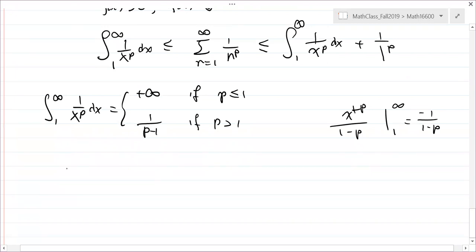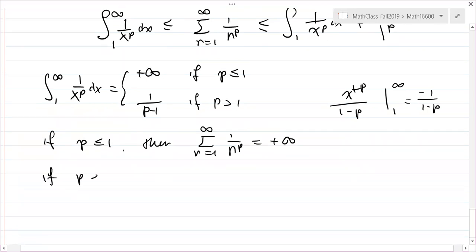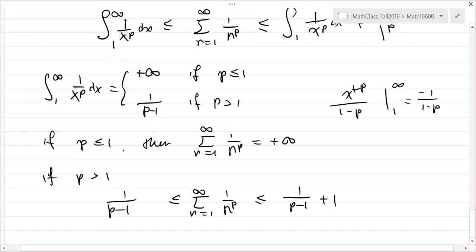So we conclude that if p is less than 1, then this is divergent. Now, if p is greater than 1, it is convergent. Not only convergent, I can even tell the value. I can get the estimate. This is less than or equal to 1 over p minus 1 plus 1, and greater than or equal to 1 over p minus 1. So you get a very good estimate.